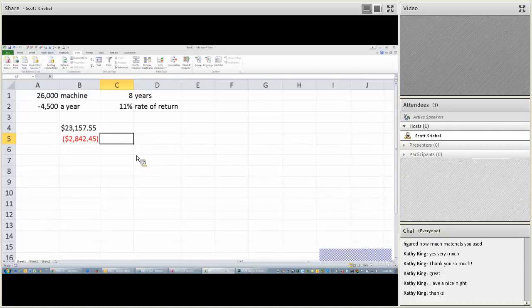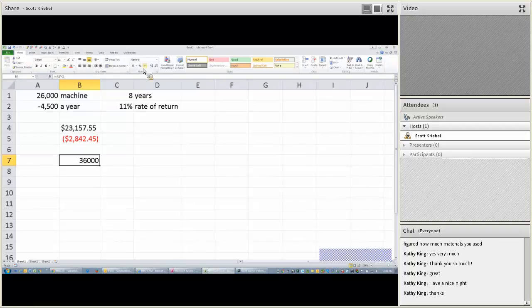Now, this is fairly simple. In this case, all we're going to do is take the $4,500 and multiply that times the 8. Okay, so that gives us $36,000. I'm going to go ahead and make that positive. So the total undiscounted cash flows is $36,000. When they're undiscounted, we are going to receive more cash than the amount we're putting in, and it's to the tune of $10,000.